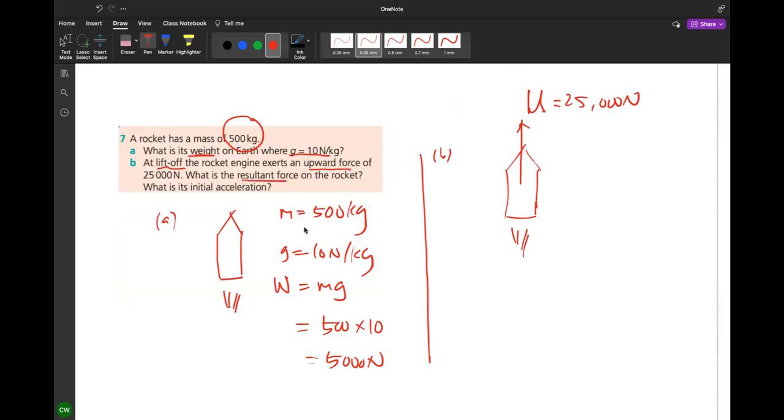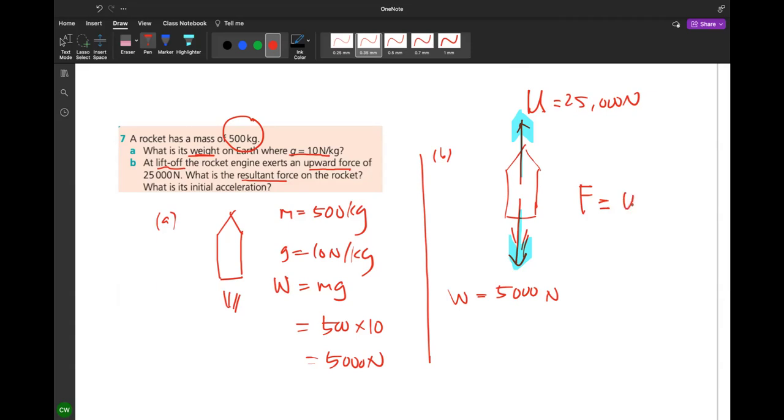Resultant force. What is the resultant force? There is another force acting down. So in order to go up, you need to overcome this force. So we can see that this one is going up and this one is falling down. So how do we find the resultant force? If it is opposite direction, you have to minus.